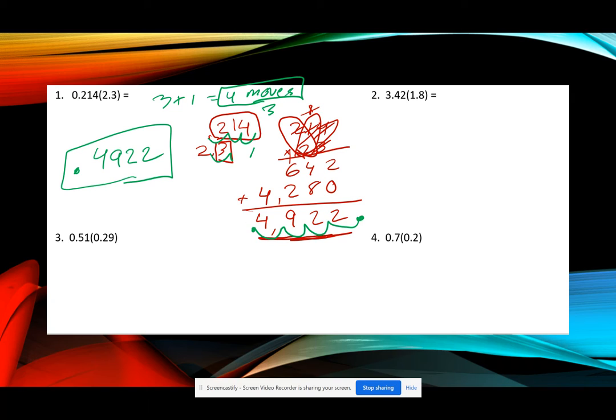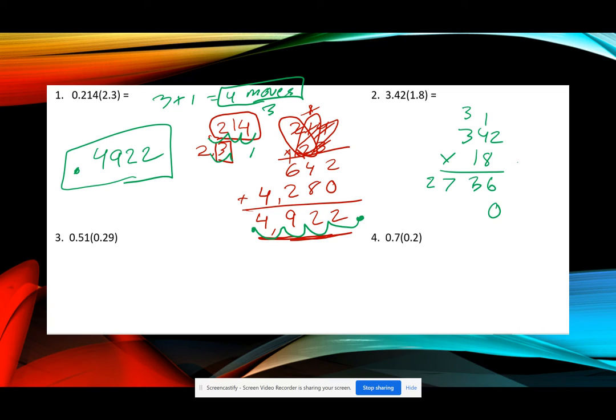All right, now let's look at the next problem. So here I'm going to line it up the same way. I'm going to do 18 times 342. Not going to use that decimal place for now. We're going to do 8 times 2 to get 16, carry the 1. 8 times 4 is 32, plus the 3 is 33, carry my 3. 8 times 3 is 24, plus my 3 gives me 27.